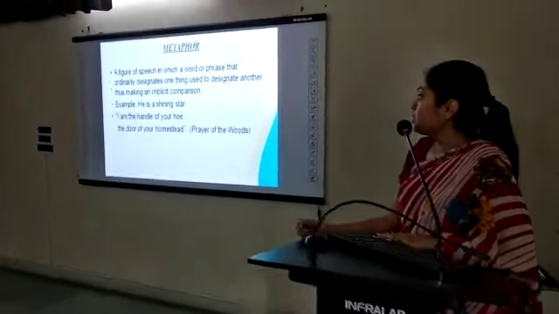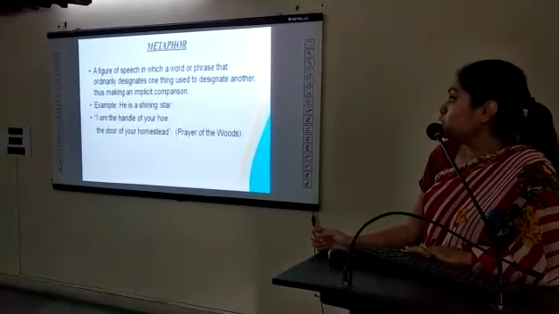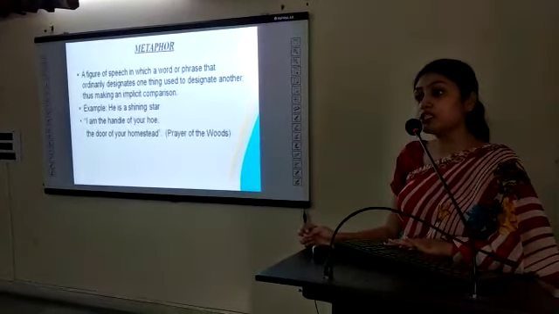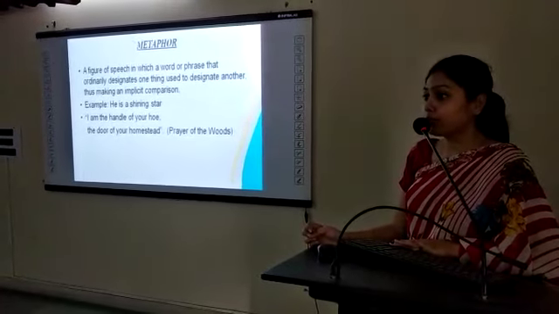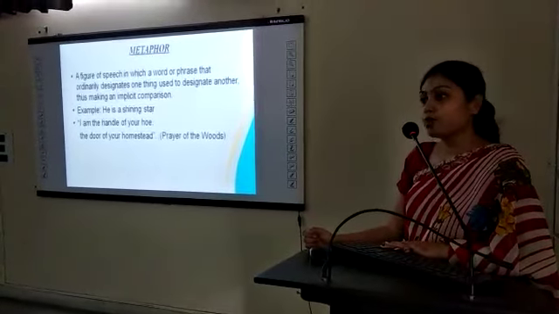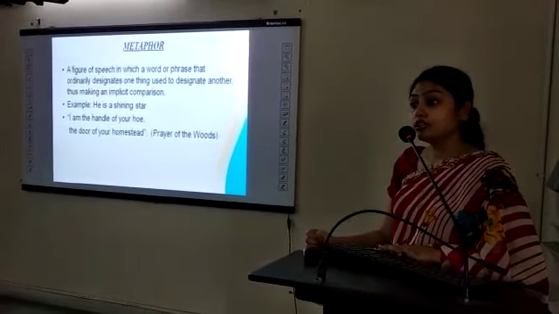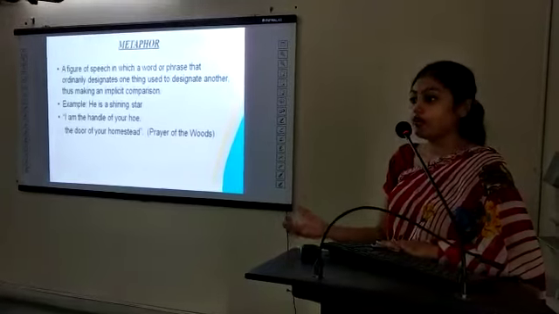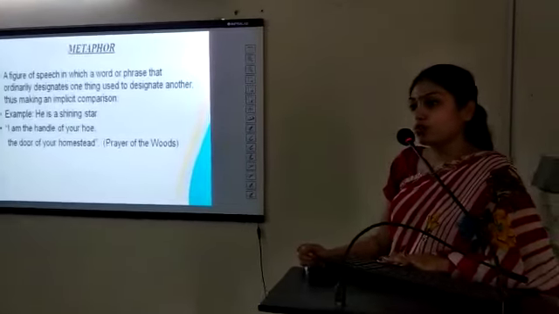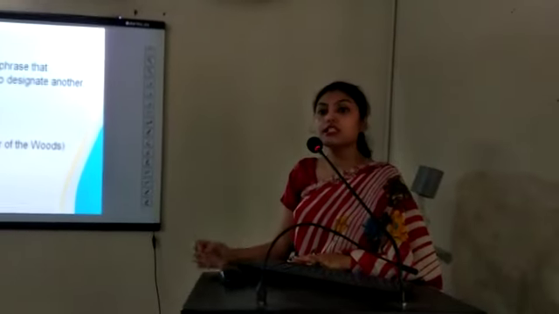A metaphor. A figure of speech in which a word or phrase that ordinarily designates one thing is used to designate another, thus making an implicit comparison. Implicit comparison means indirect comparison. There is no direct comparison and no connecting words like or as is used here. Example of a metaphor is, he is a shining star. You can see here, I have not written he is like a shining star. I have written he is a shining star. The next example from your poem Prayer of the Woods. I am the handle of your home, the door of your homestead. I hope the meaning is clear to everyone.